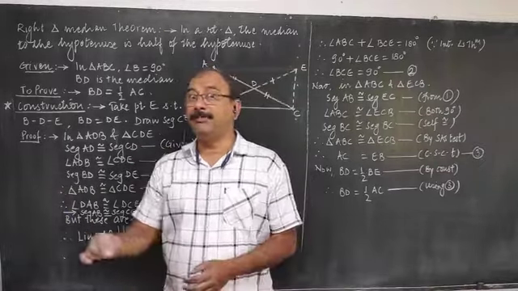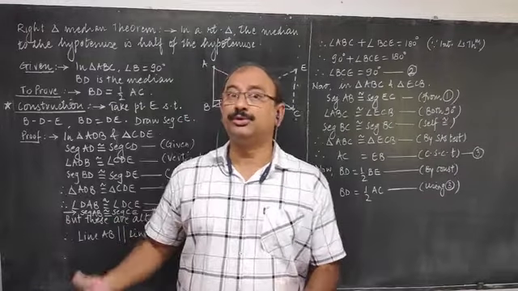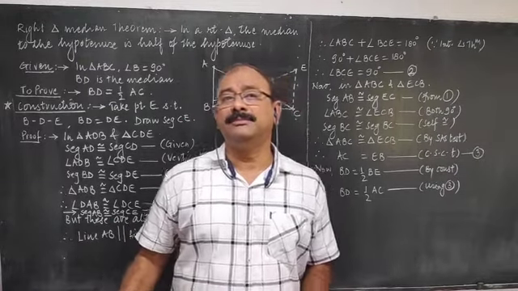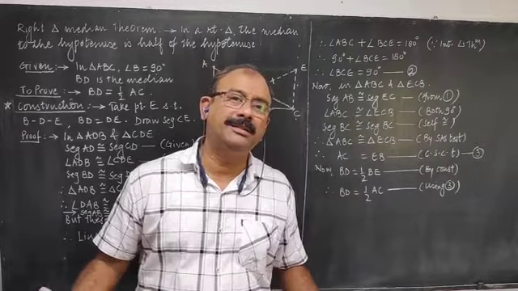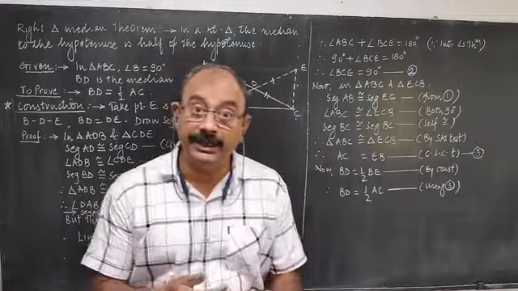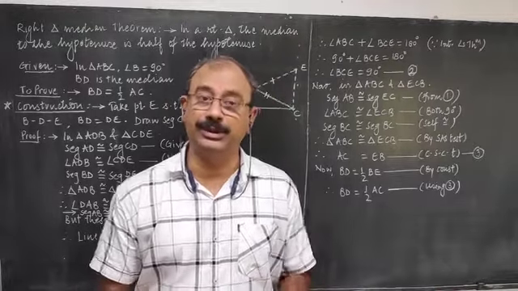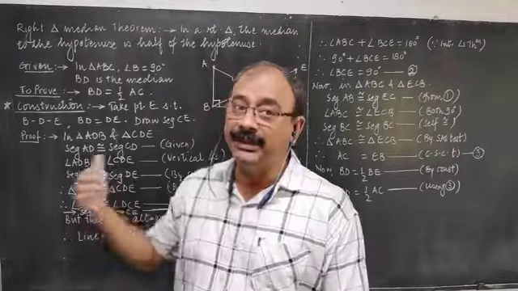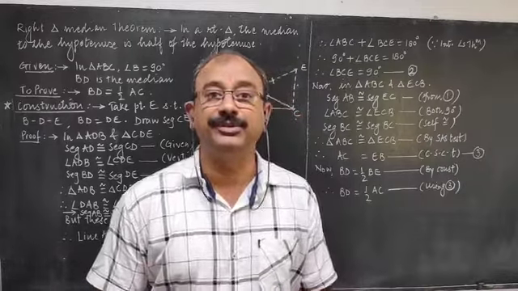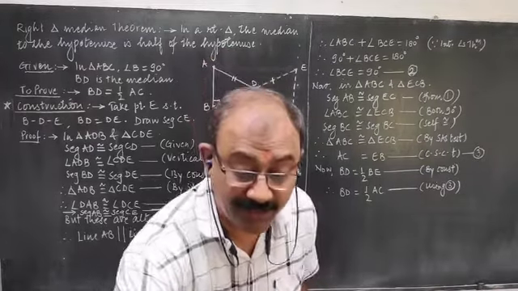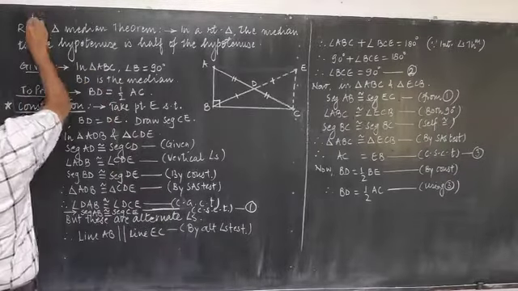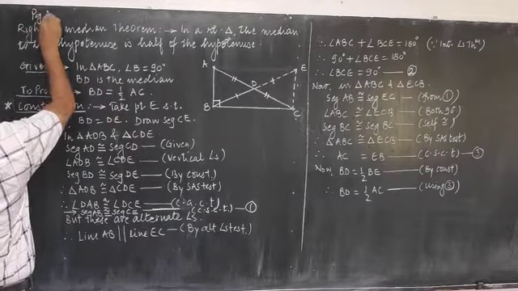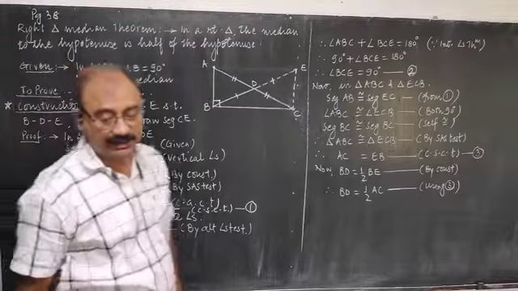Or you can simply write "by theorem." That is also acceptable, but it is very unconvincing. By theorem. Which theorem? We don't know. So it is better to give a name to the theorem. So from my side, I have given a name, right triangle median theorem. This is given to you on page number 38 of your 9th standard textbook.